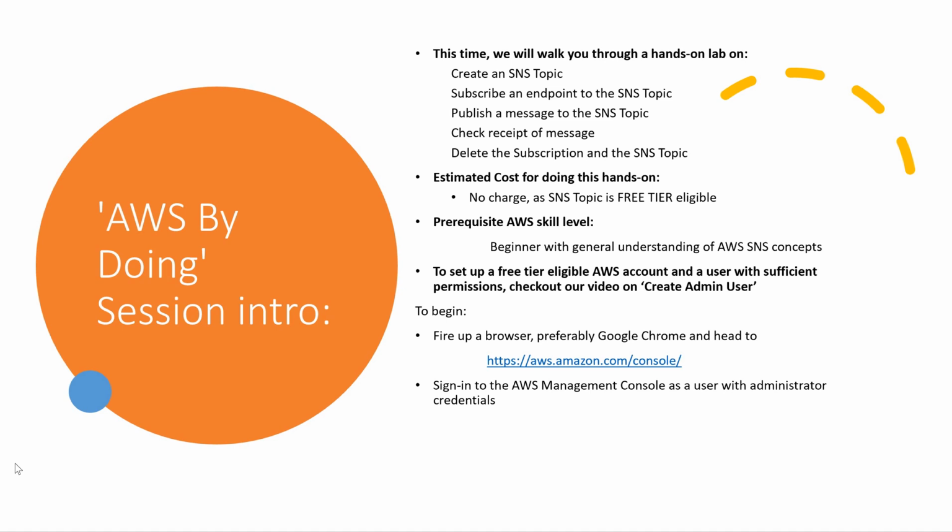Prerequisite AWS skill level is beginner, with a general understanding of AWS SNS concepts. To set up a free tier eligible AWS account and a user with sufficient permissions, check out our video on Create Admin User. To begin, fire up a browser, preferably Google Chrome, and head to aws.amazon.com. Sign in to the AWS Management Console as a user with administrator credentials.